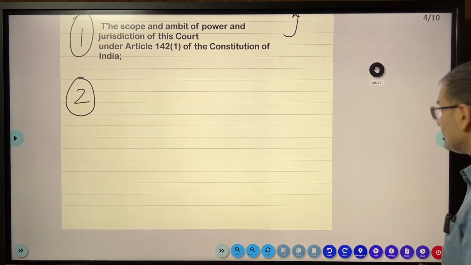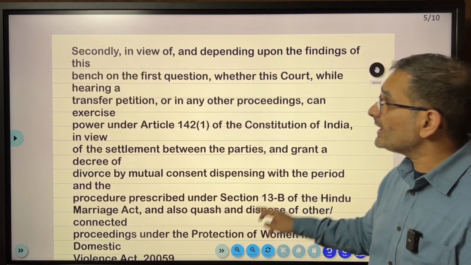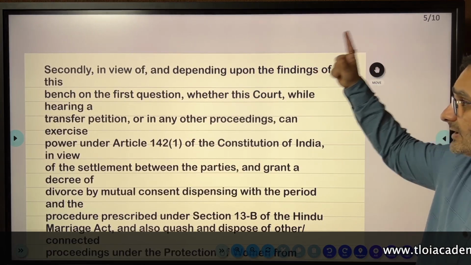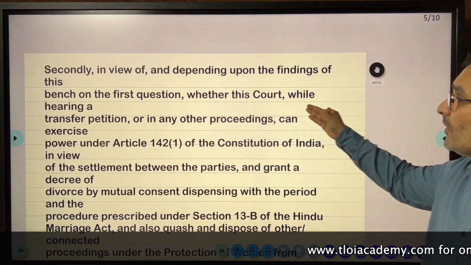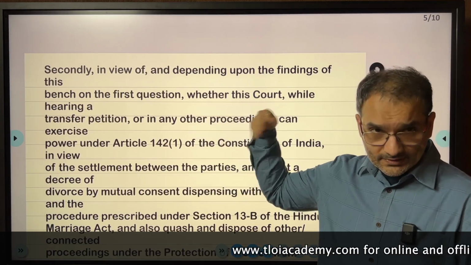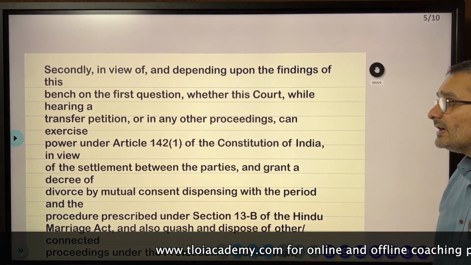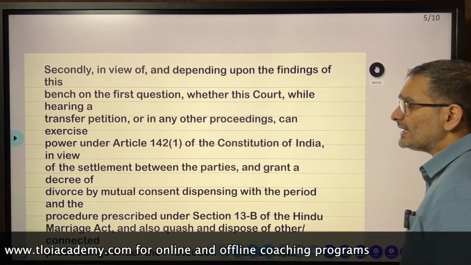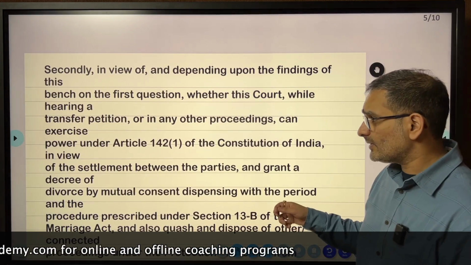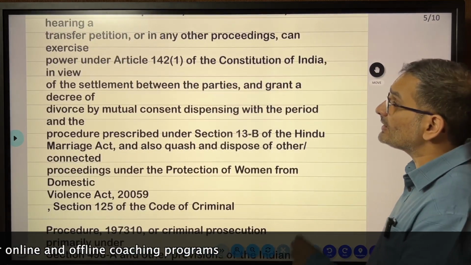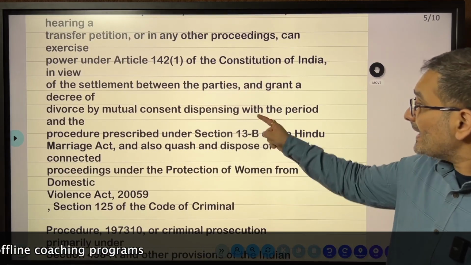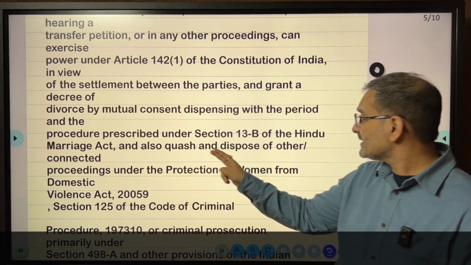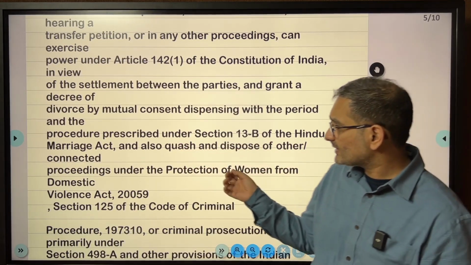All right. Then we go to the second question of law that was framed for the Supreme Court to answer. Let us read that. In view of and depending upon the findings of this bench on the first question, whether this court, while hearing a transfer petition, all right, so because primarily we are dealing with a transfer petition, homework, transfer petition wagera ke provisions zara dekhne, or in any other proceedings can exercise power under Article 142, Clause 1 of the Constitution of India in view of the settlement between the parties and grant a decree of divorce by mutual consent, dispensing with the period and the procedure prescribed under Section 13B of the Hindu Marriage Act, and also quash and dispose of other connected proceedings under the protection of women and domestic care.